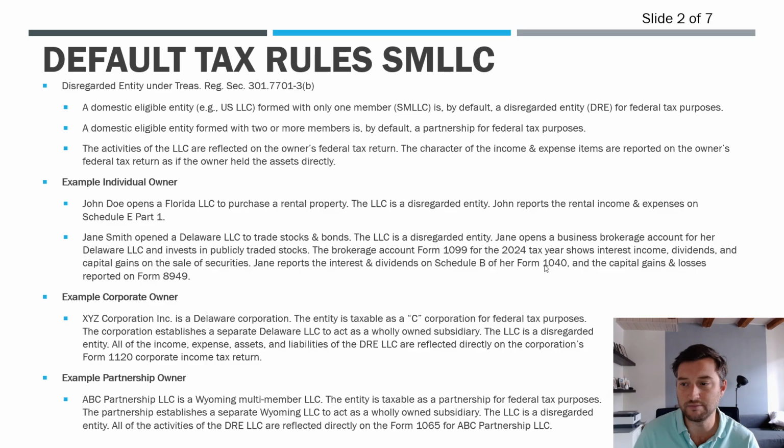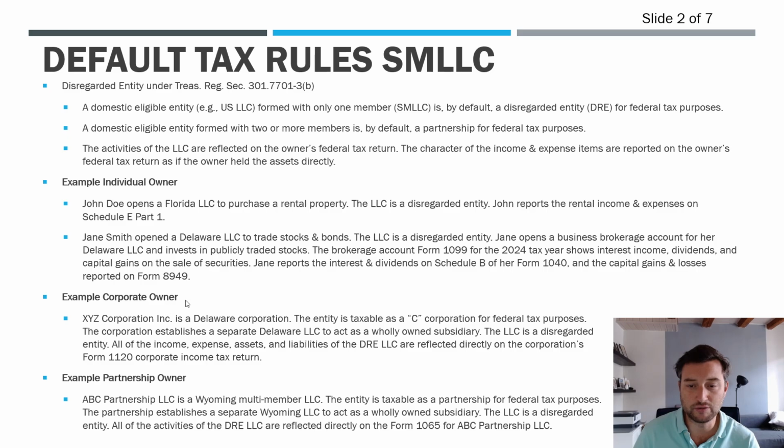as if she held the brokerage account individually in her name. So if we have interest income, dividends, capital gains on the sale of stocks, Jane's going to report all of that directly on her 1040 as if the LLC wasn't even there, if you think about it that way. Interest and dividends are just reported on Schedule B of her return, and then those capital gains and losses go on the 8949 and then the Schedule D.